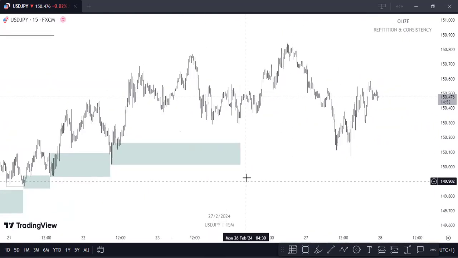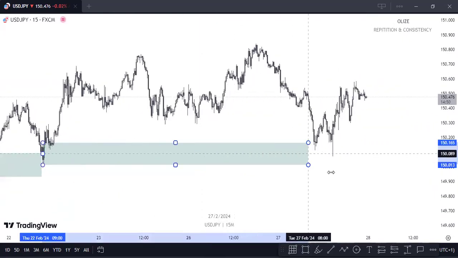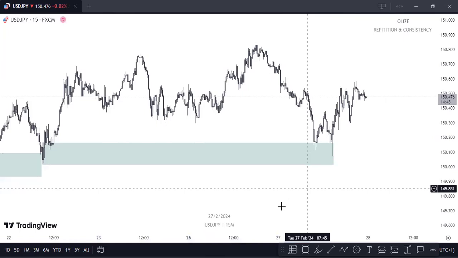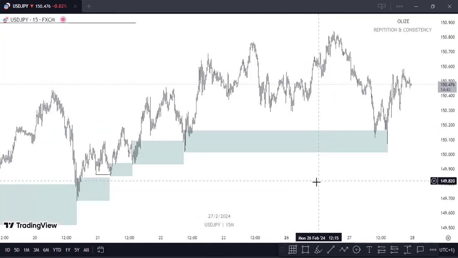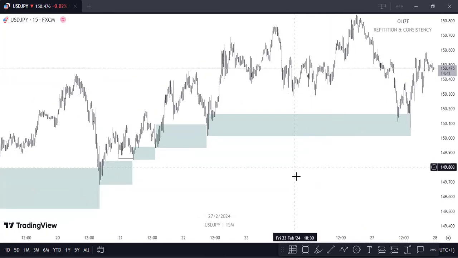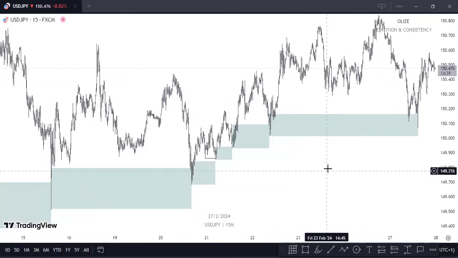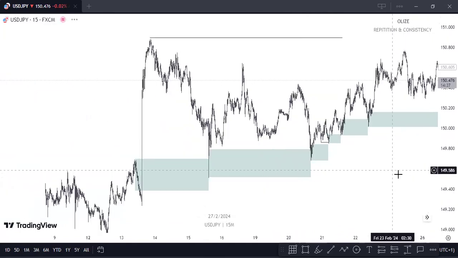Just use that block because I haven't taught any entry model. But that's where we had a discussion on. This is where I got my entry. I just made use of order blocks, nothing much, nothing less.